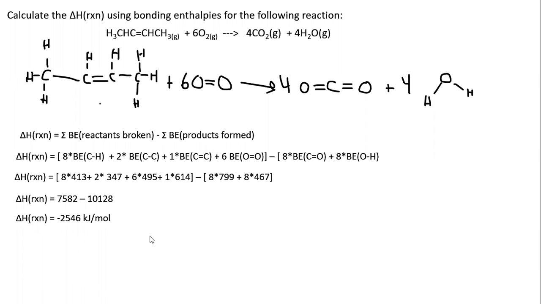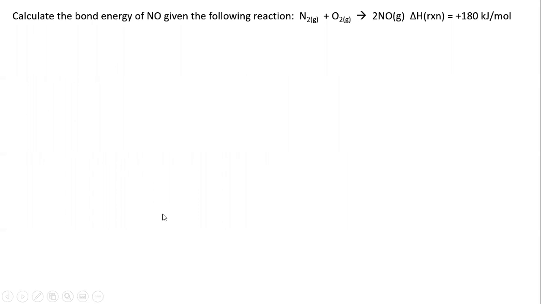So now a different take on delta H with bond enthalpies. In this problem, we want to calculate the bond energy of an NO in NO given the following reaction. And it gives us the delta H of reaction is 180 kilojoules per mole. So we want to know if we take the synthesis of NO, what's the bond energy of the NO bond in the product? And we're given delta H. So again, delta H is the sum of the bond energies of the reactants broken minus the bond energies of the product bonds formed.